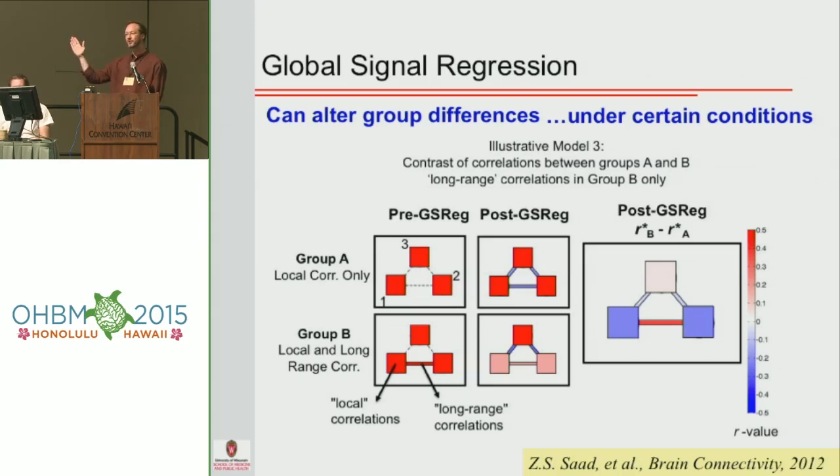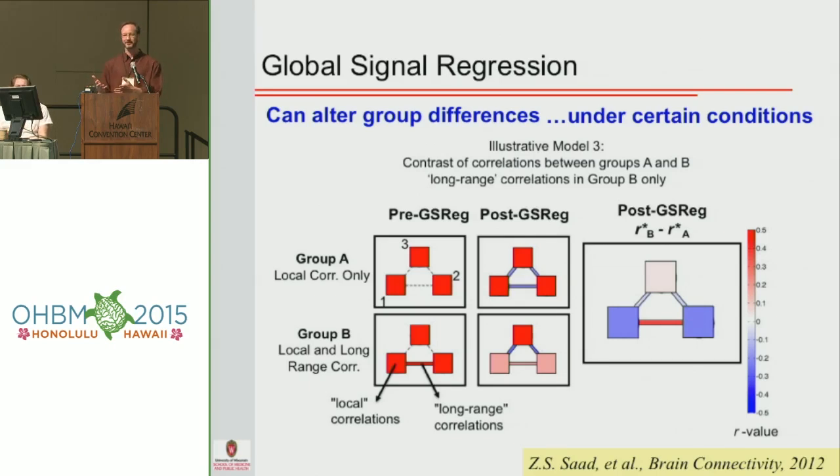If you do global signal regression and then look at the difference, you'll find, of course, that big change in the long-range connection, but you'll also see a decrease in the opposite direction in the local connectivity. So you've actually introduced group differences where there really weren't any to begin with. And there were some follow-up studies to this by Jonathan Power and the group at WashU looking at this more carefully. And I think there's still some disagreement in the field of how prominent this really is.